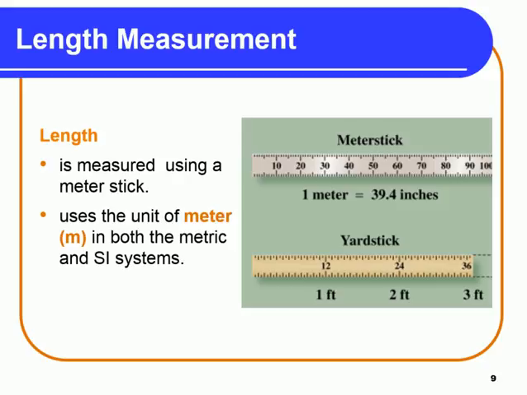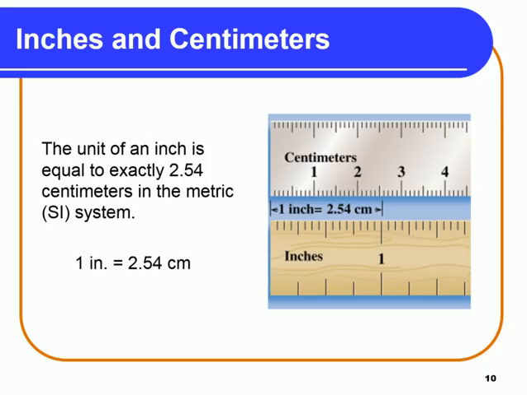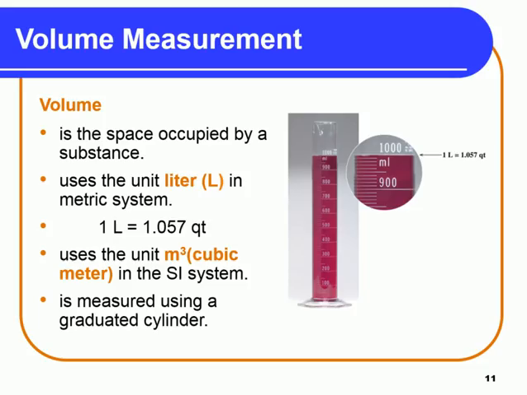Length, I'm going to blow through these pretty quickly. Length is used in both SI systems. You can see that we have a statement of equality, which I'll talk about later. 1 meter is 39.4 inches, so we can convert between one or the other. Inches and centimeters, similarly, we can convert between those. 1 inch is exactly, actually it's not even an approximation, is exactly 2.54 centimeters. You can also use that statement of equality to create a conversion factor.